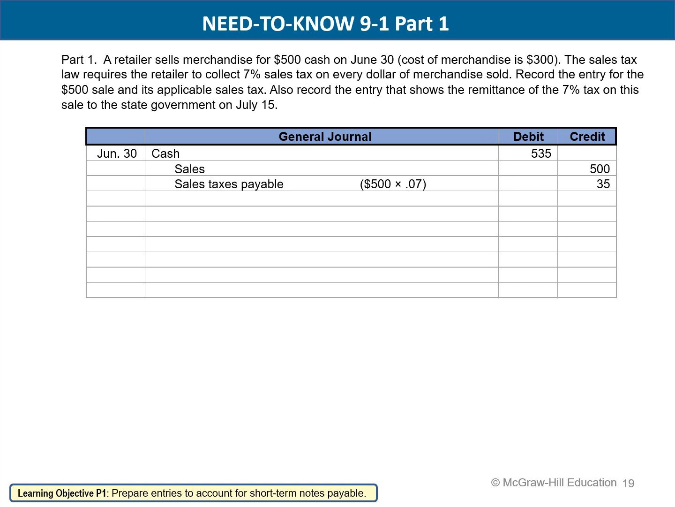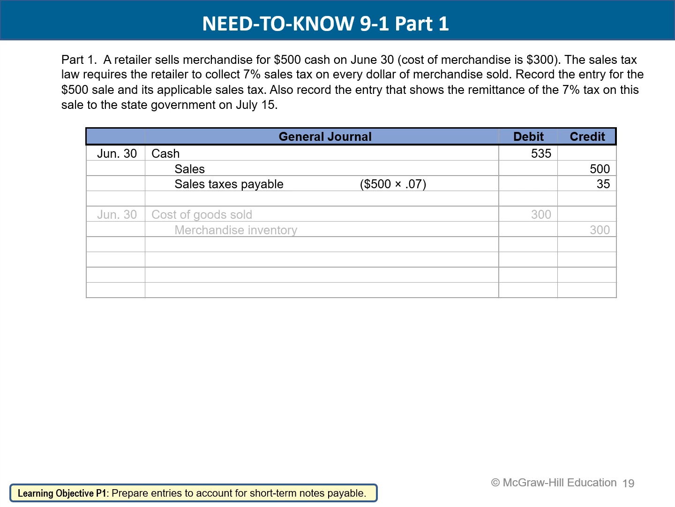So on June 30th, we're going to record our sale for $500. $500 times 7% is $35. So we're going to credit sales $500 and credit sales tax payable $35. And you have cash coming in the door, a total debit of $535.